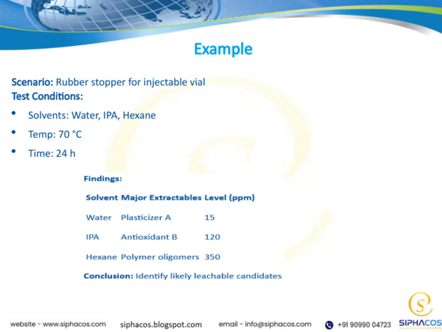Next, we consider the temperature condition, which is set at 70 degrees Celsius. Elevated temperatures like this help us simulate accelerated aging processes, giving us insights into how the rubber stopper might behave over time. And finally, the duration of the test is 24 hours. This time frame allows us to observe any potential degradation, swelling, or other changes in the material when exposed to these solvents under the specified temperature. Overall, this example illustrates the importance of testing under controlled, but challenging conditions to ensure the integrity, compatibility, and safety of rubber stoppers in pharmaceutical applications.